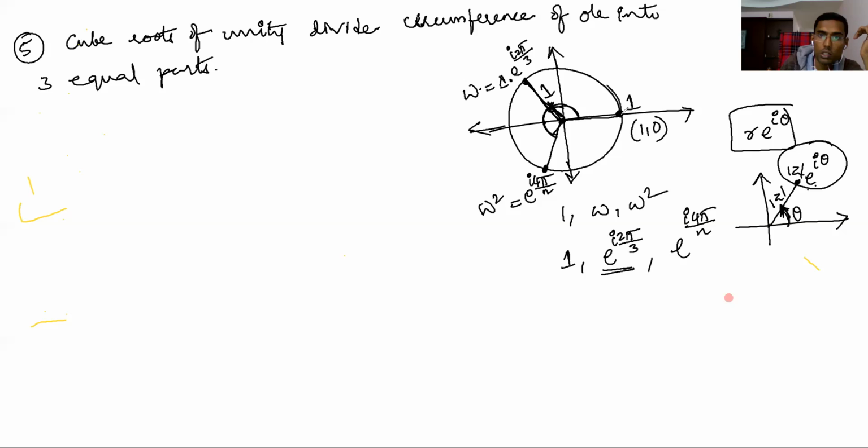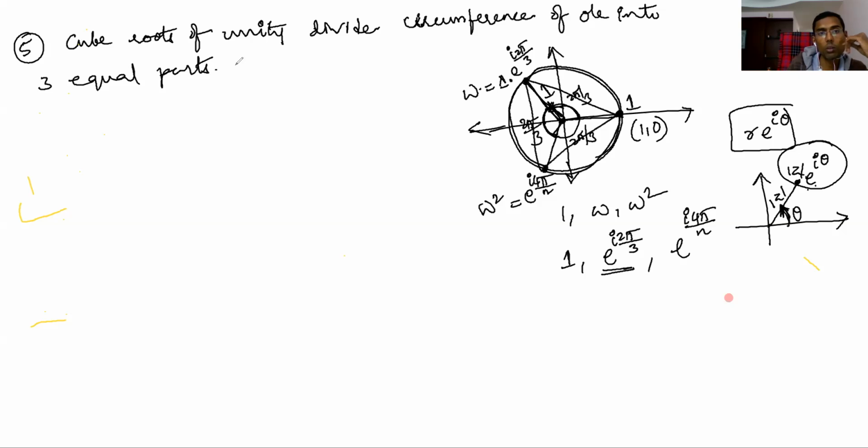What are 3 equal parts? This is one part and this is another part and this is another part. So like this. So this is 120 degrees, 2π by 3. This is also 2π by 3 and this is also 2π by 3. So these are the 3 parts. So this you should understand on the circle. And not only that, this will form an equilateral triangle, no?